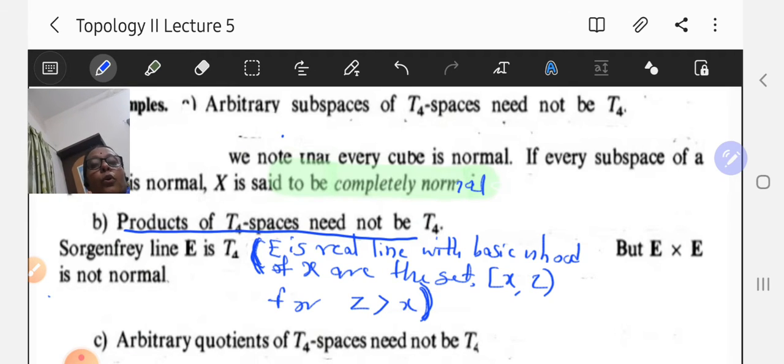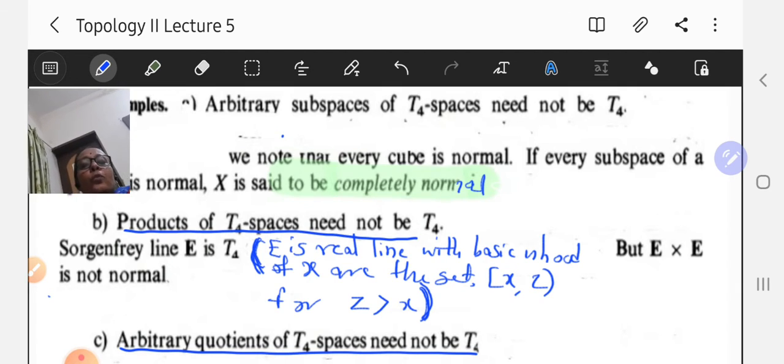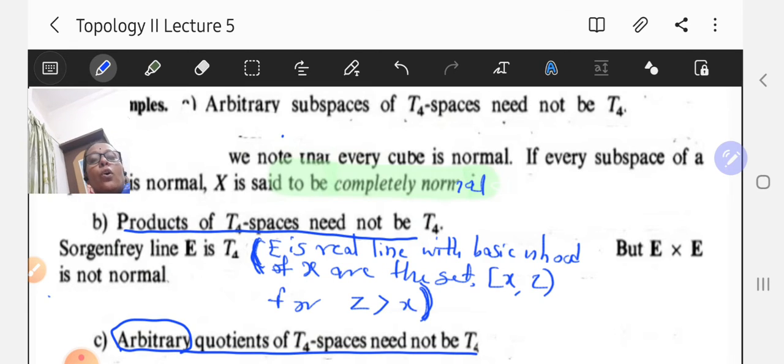Now for quotient space, the result is: arbitrary quotients of T4 spaces need not be T4. For quotient spaces from the first T0, we know a quotient space of such a space need not be that type. This result is true for T4 also. Here we take the word arbitrary: arbitrary quotients of T4 spaces need not be T4. And in previous T spaces we use the non-empty quotient space or subspace.